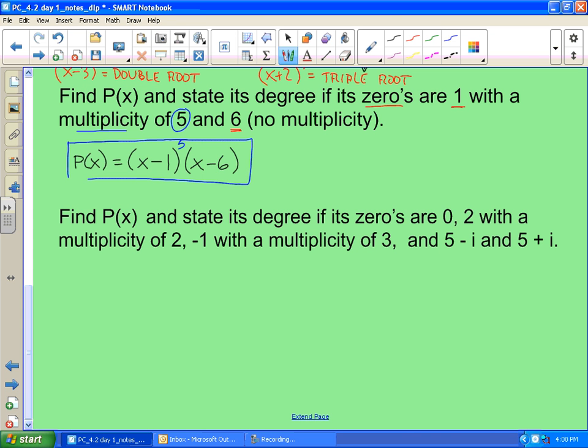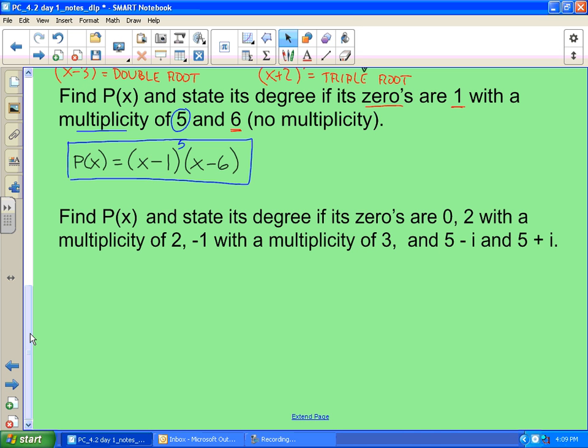This is a 6th degree function. Thinking graphically, with a positive leading coefficient, it opens up, starts up and ends up, and then it goes through my x-intercepts at 1 and 6. It goes through both of them, doesn't bounce off of any of them.